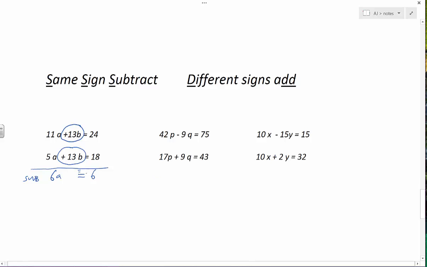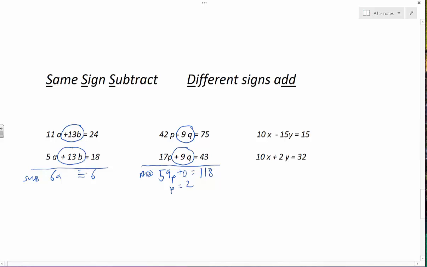In this second pair of equations we have minus 9q and plus 9q. These have different signs, so we need to add the two equations together. If we add them, 42 plus 17 is 59p, minus 9q plus 9q balances out and we're left with nothing, and 75 plus 43 is 118. So we've eliminated q from the expression. 59p is 118, so p is 118 divided by 59, which is 2, and we can solve it from there.